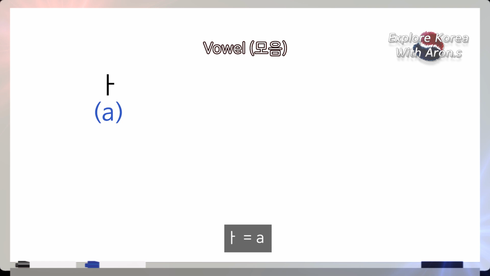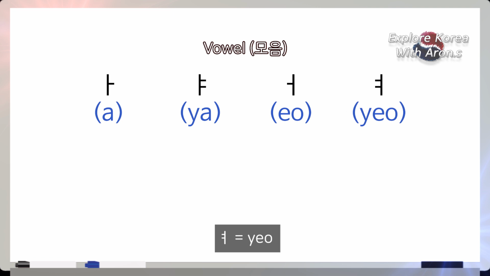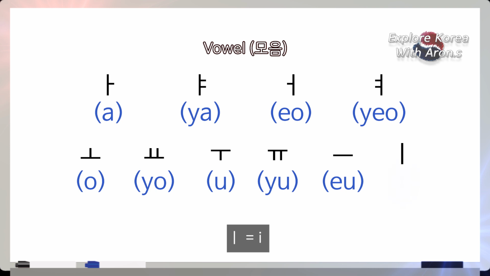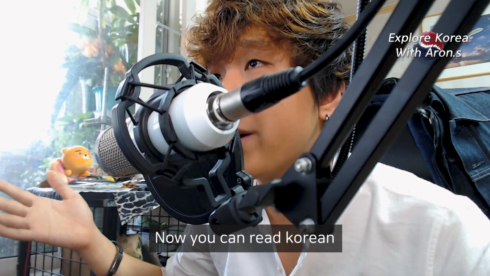A, ya, o, yo, o, yo, u, you, e, e. That's it. Now you can read Korean.